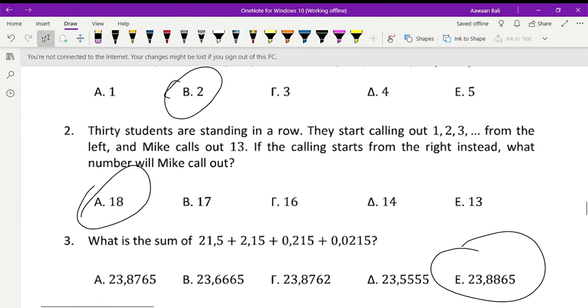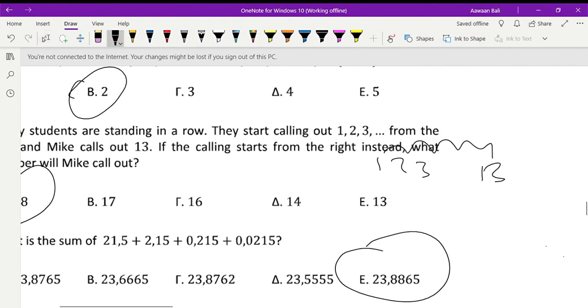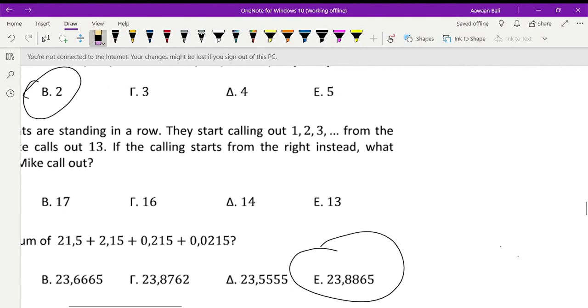30 students are standing in a row. They start calling out 1, 2, 3, 1, 2, 3 from the left, and Mike calls out 13, which means it goes like this, and then it goes all the way to Mike saying 13. If the calling starts from the right instead, what number will Mike call out? Which means it goes in the opposite direction. You start with 1 at the right hand and then you go this way.